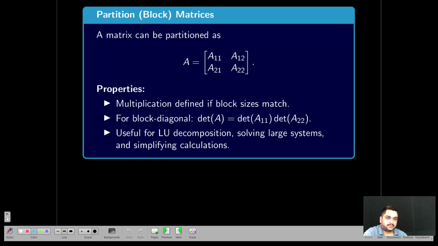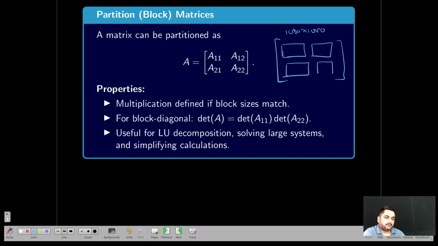Then next is partition or block matrices. A matrix can be partitioned. If you have a very big matrix, say 1000 by 1000, now the computation becomes difficult. So what we do is we split this into different blocks or partitions. So this is called a partition or a block. Let us say we divide it into 4 blocks, and then for each sub block, we apply the same matrix properties.